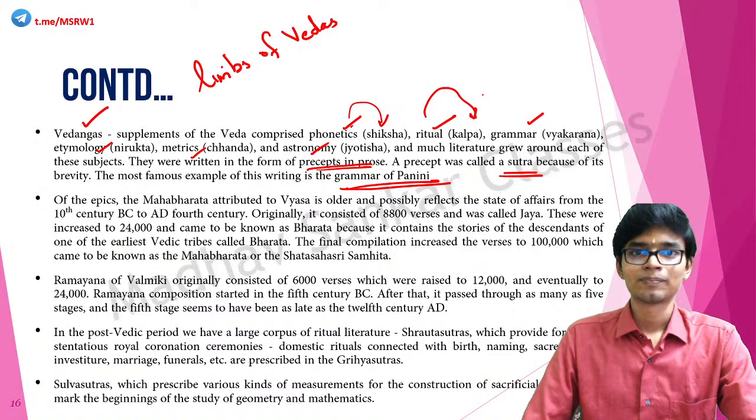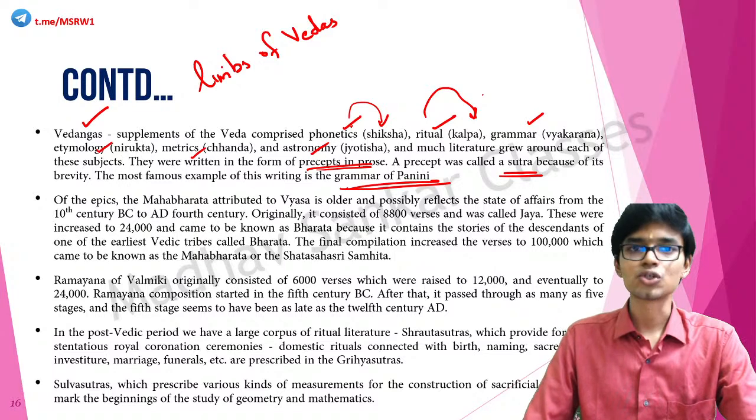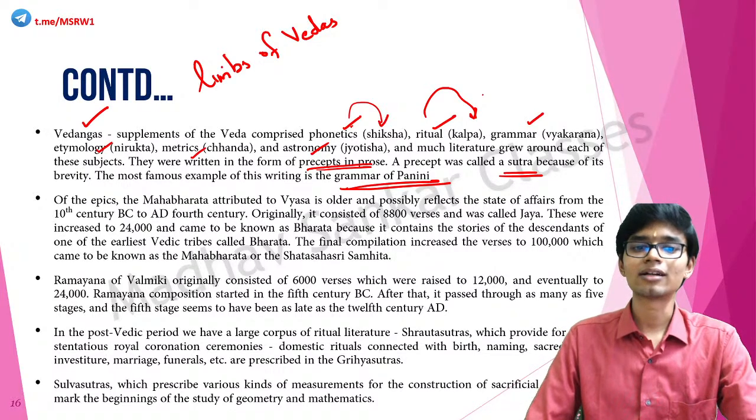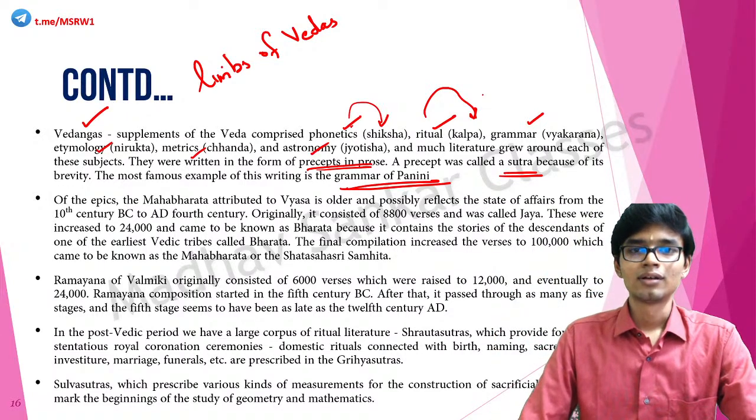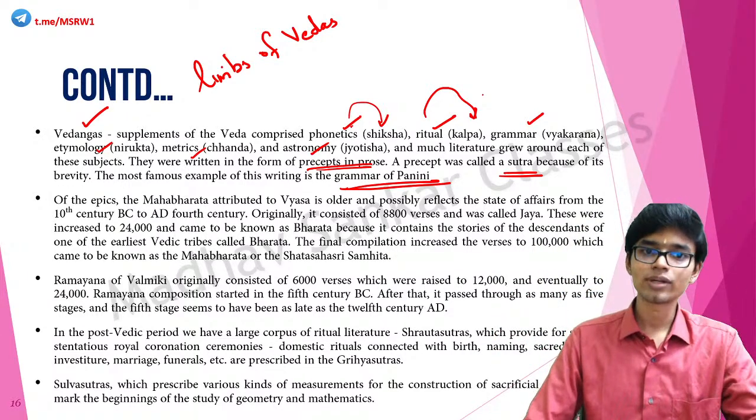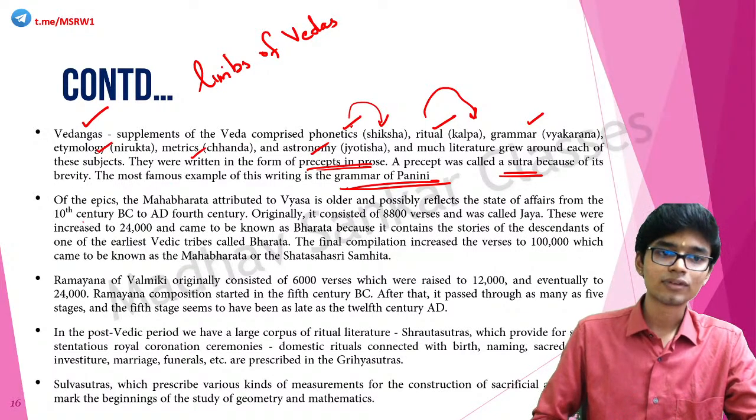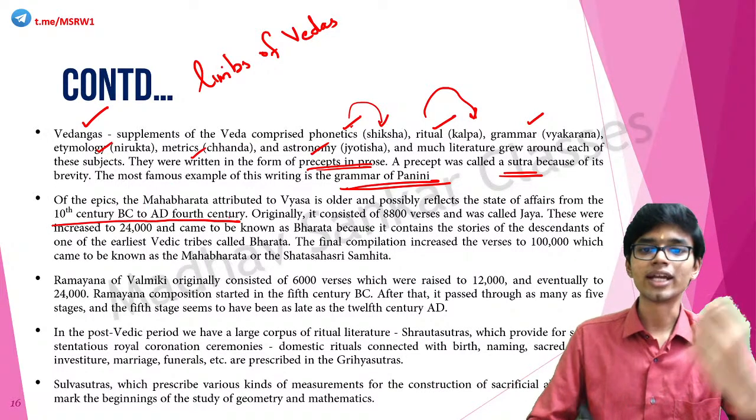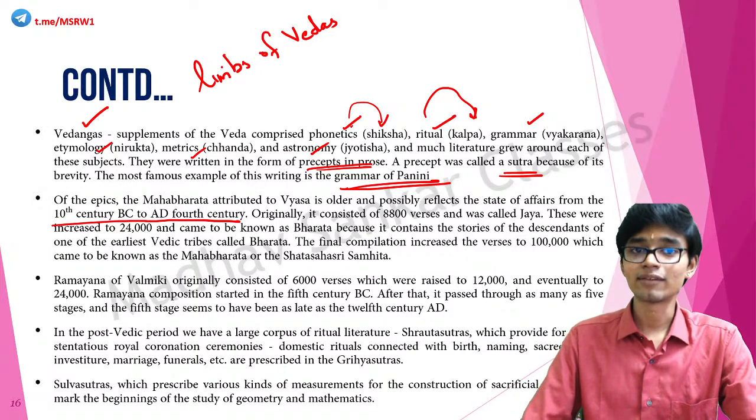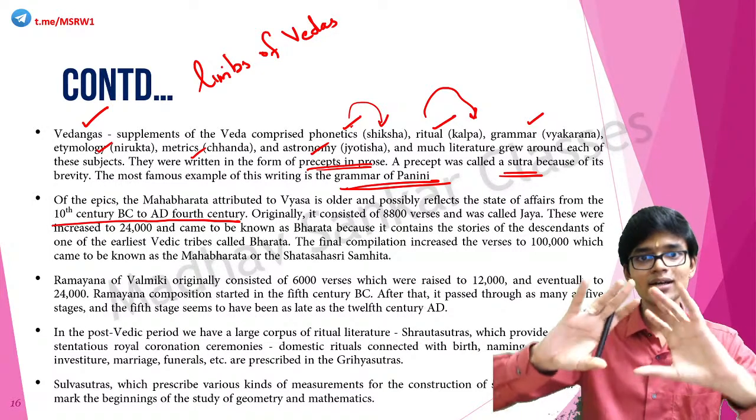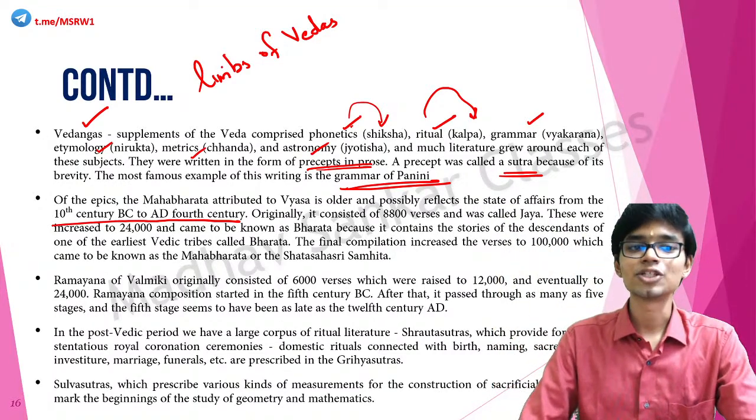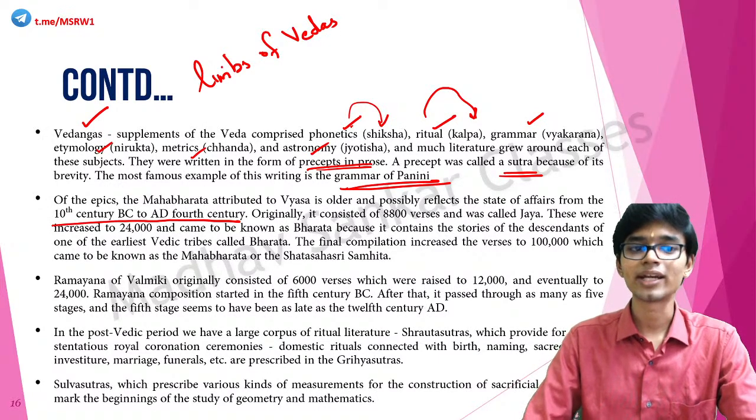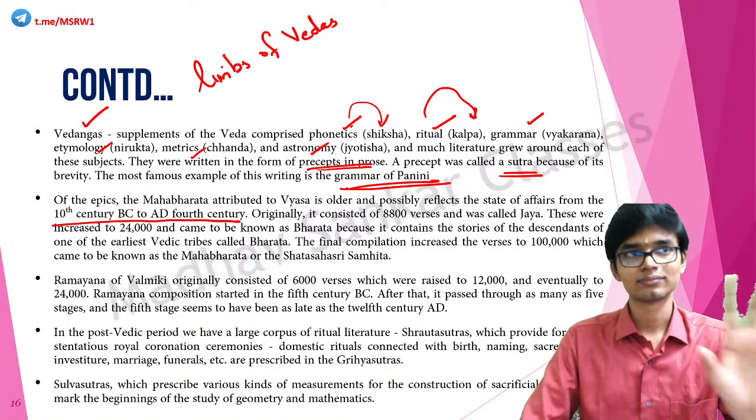Among all the epics, the most prominent ones are Mahabharata and Ramayana. Among these two, historians believe that Mahabharata, which is attributed to Vyasa, is the older one. They think that Mahabharata is attributed to a period of 10th century BCE to 4th century AD. I'm not saying that it was written during this period. I'm saying that Mahabharata refers to this period of time in ancient history. 10th century BC to 4th century AD, so a period of around 1400 years.